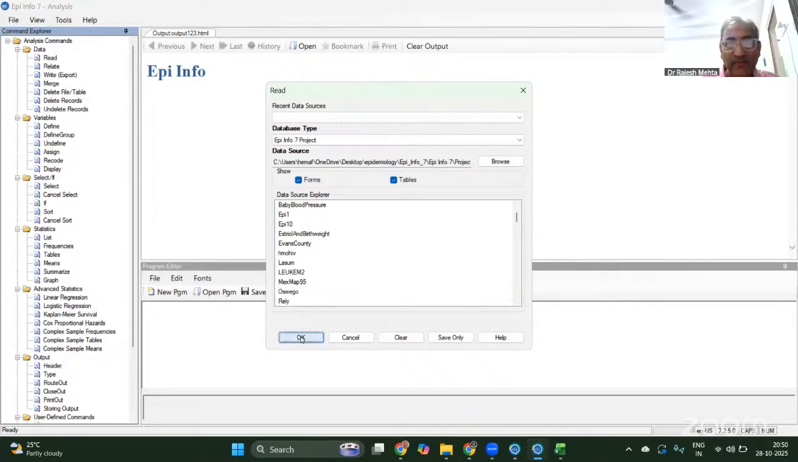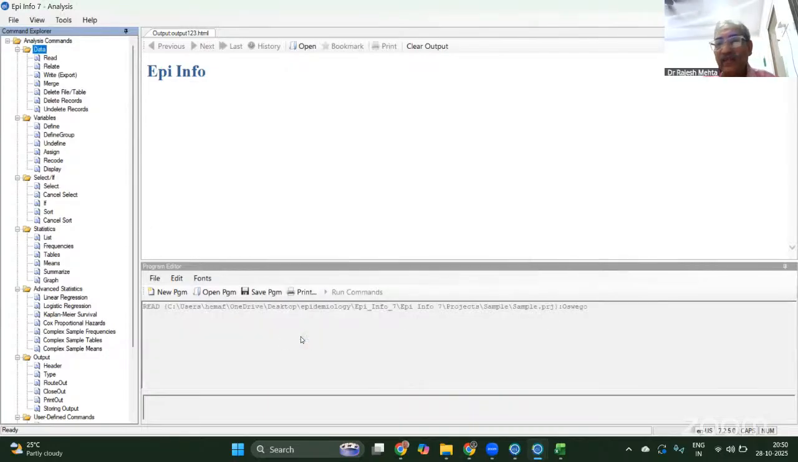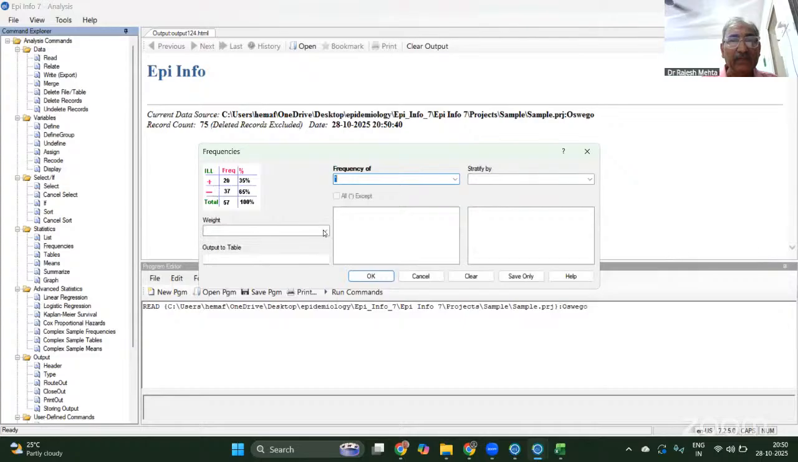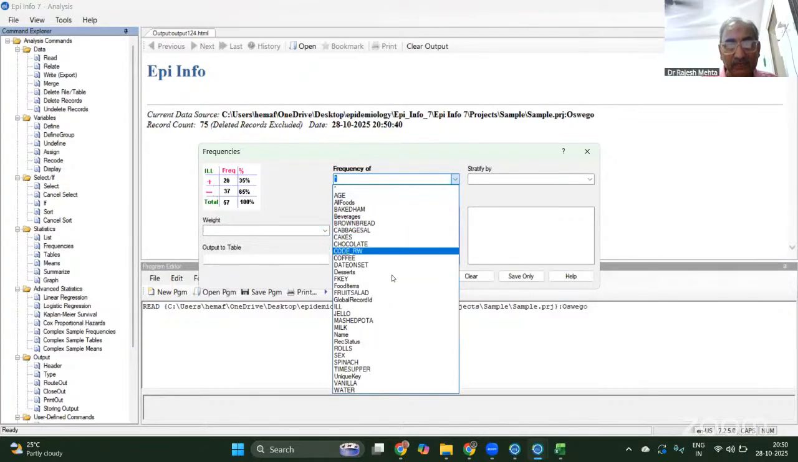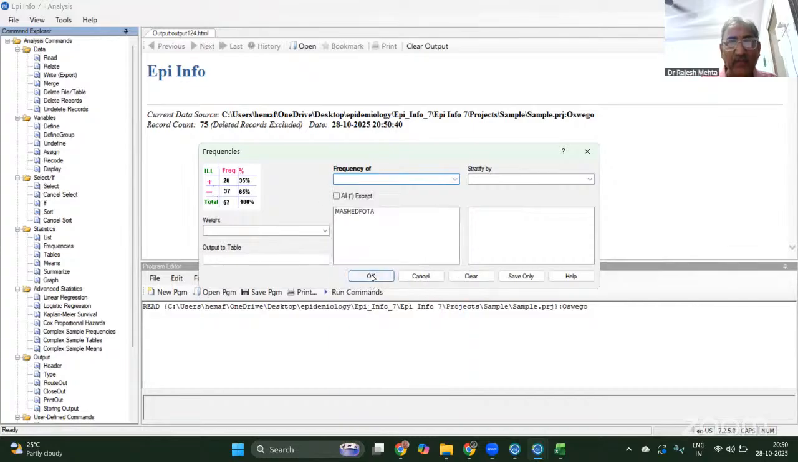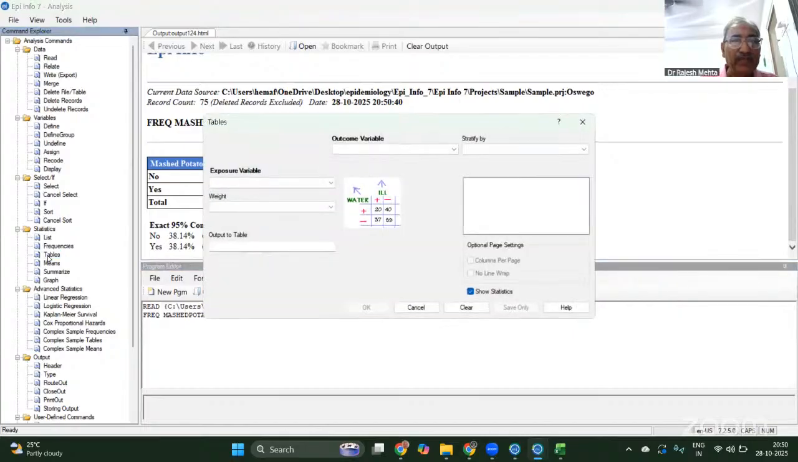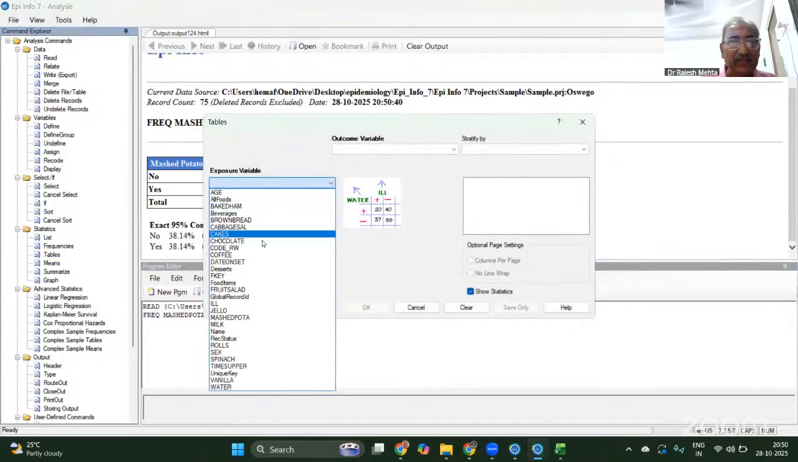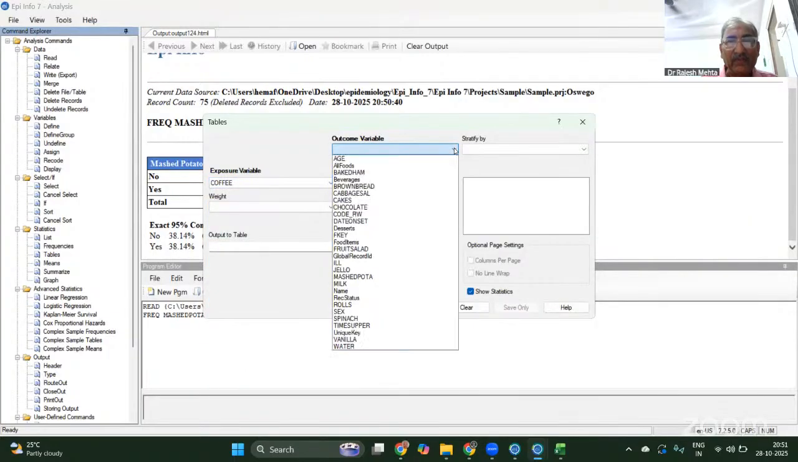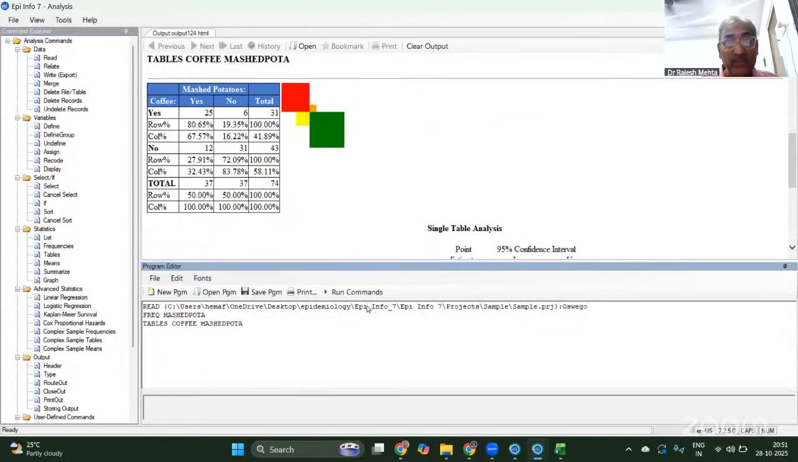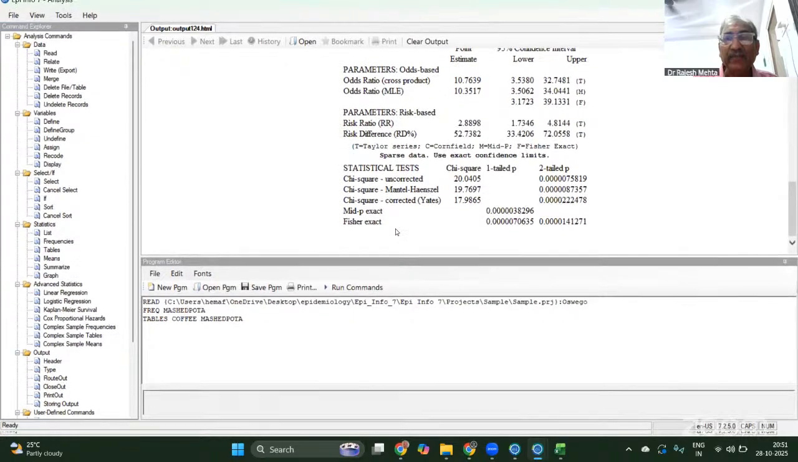You go for the Oswego file. 75 records are selected. And here, if you use the Frequency command, you select frequency of what? Mashed potato. How many took mashed potato, yes or no? It will give a frequency. If you go for the Tables command, it will give a table like this. Coffee versus, let's say, mashed potato. Is there any significance between the two? For those choosing this or that, you will find the p-value.